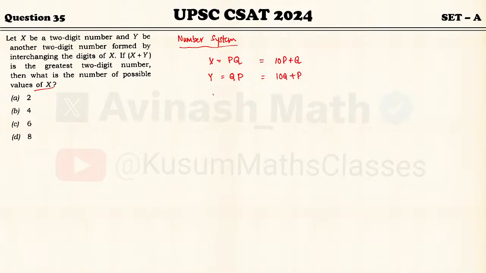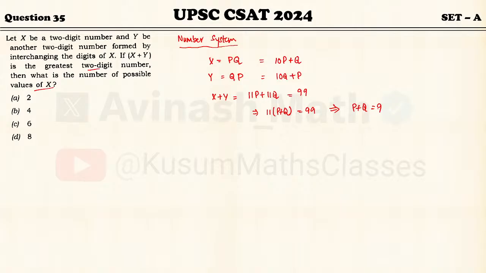Then x plus y is what? x plus y is 11p plus 11q. As per the question, it is nothing but the greatest 2 digit number. The greatest 2 digit number is 99. So this implies 11 into (p plus q) is 99. So p plus q is actually 9, right. p plus q is 9.